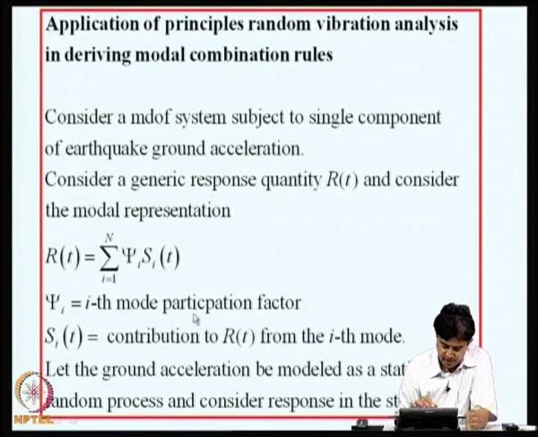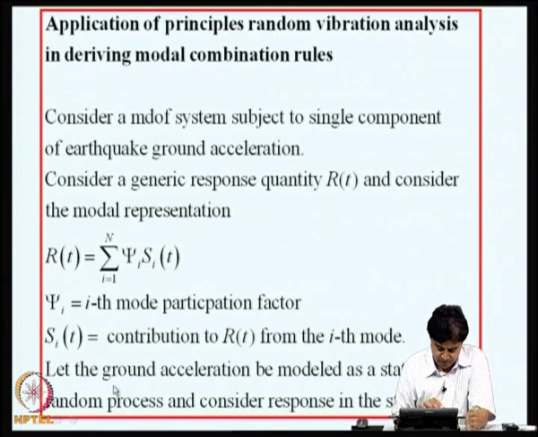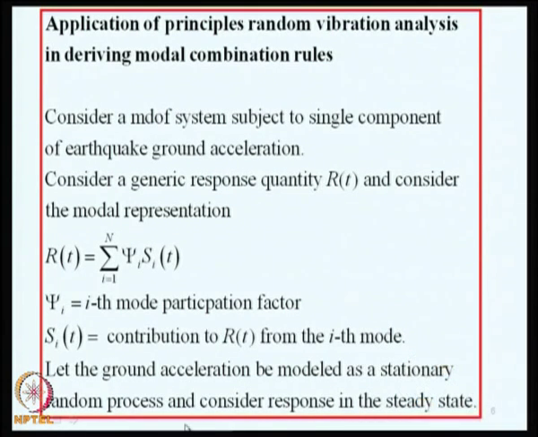The psi i is the ith mode participation factor associated with the response quantity R of t, and S i of t is the contribution to R of t from the ith mode, that is, psi i into S i will be the contribution to R of t from the ith mode. Now, let us model the ground acceleration to be a stationary random process with 0 mean, and we will also assume later that it is a Gaussian random process, and let us consider the response R of t in steady state.